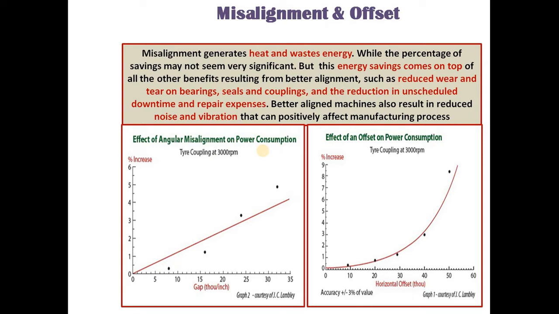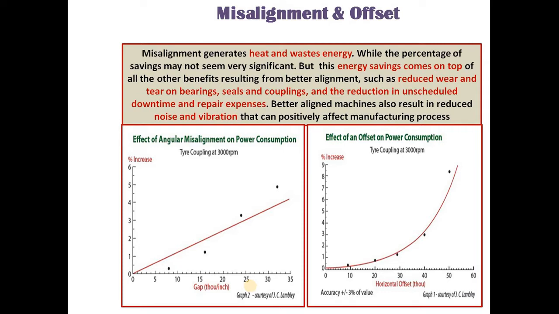Misalignment can be of two types. One is angular misalignment, another one is called offset or radial misalignment. Misalignment always generates heat, that means it is wastage of energy. If you see the angular misalignment, the x-axis denotes the misalignment, the y-axis denotes the percentage increase of power consumption. The unit of x-axis is inch thou per inch.